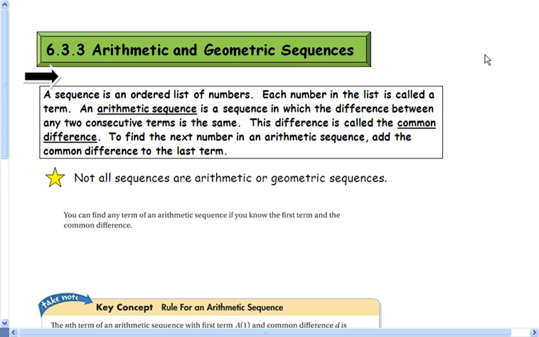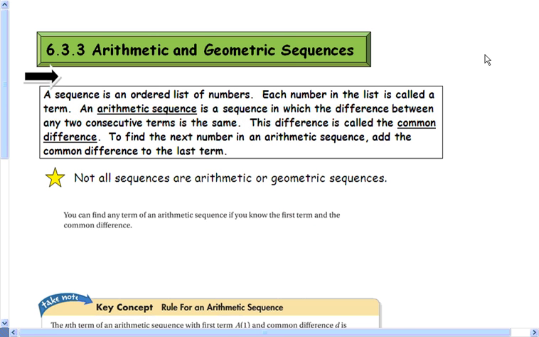So here's a good definition for you. A sequence is an ordered list of numbers. Each number in the list is called a term. An arithmetic sequence is a sequence in which the difference between any two consecutive terms is the same. This difference is called the common difference. To find the next number in an arithmetic sequence, add the common difference to the last term.